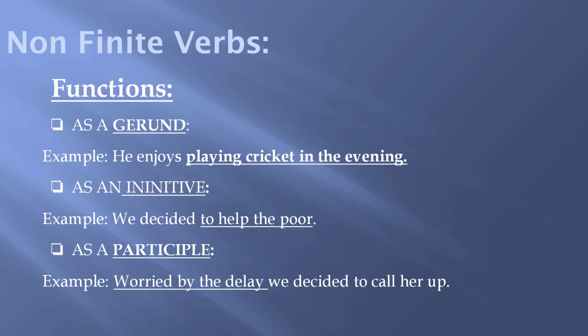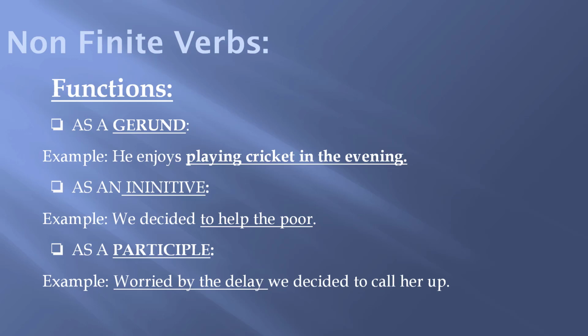The second type of verbs are non-finite verbs. They are contrary to finite verbs because they do not have any agreement with tense, subject, number and voice. Non-finite verbs act as a gerund, an infinitive or as a participle.